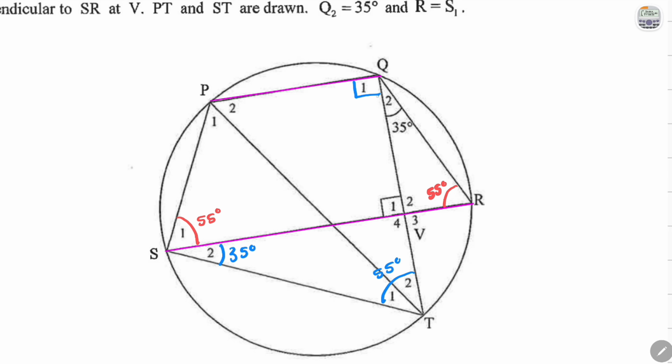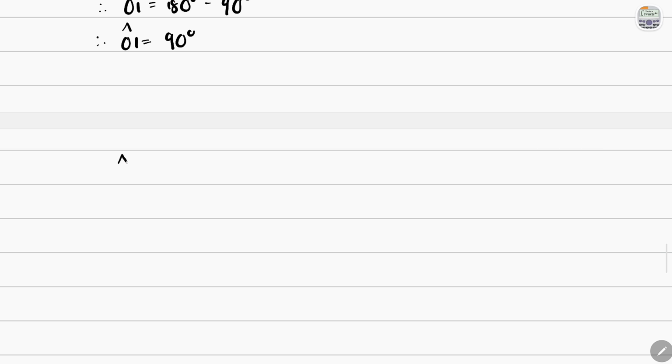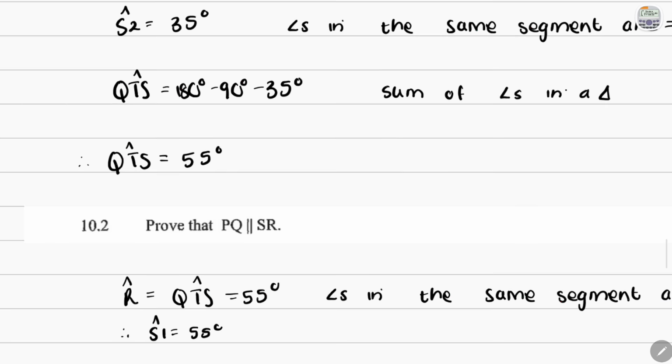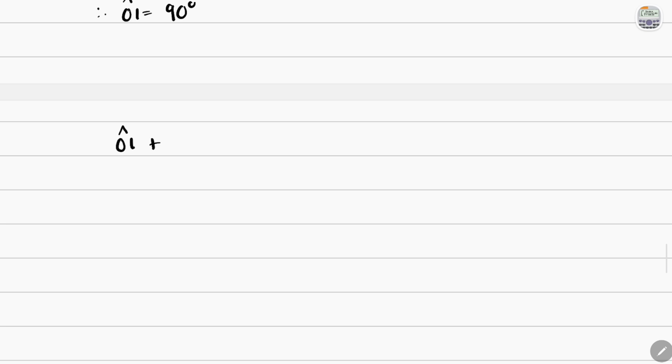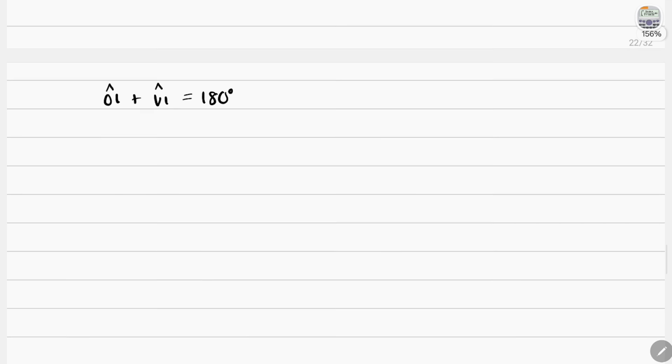Okay, so I'm just going to show them this is 90 degrees. I'll just put it like that. And let's go. So we're just telling them that if you take angle O1 plus this angle here, angle V1, that they add up to 180 degrees. Okay, so angle V1, 90 degrees plus 90 degrees. You could have just said they add up to 180 degrees, and that will be perfectly fine.